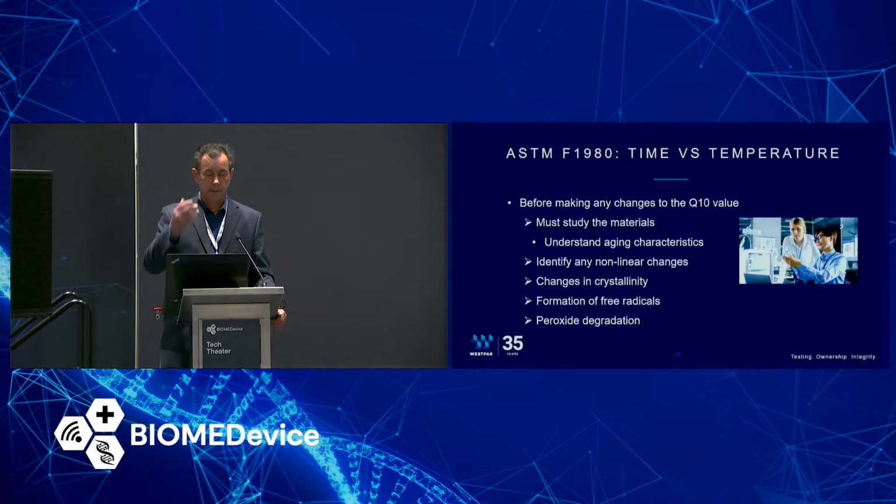And at this point, I think I've kind of let the cat out of the bag and told you all the answer. But in order to change your Q10 value, you must study the materials, identify any nonlinear changes that occur, and stay below that area, and then look for these changes in crystallinity and such.